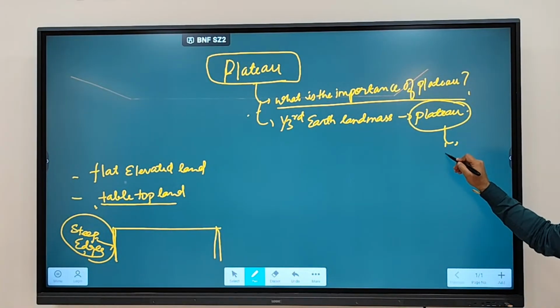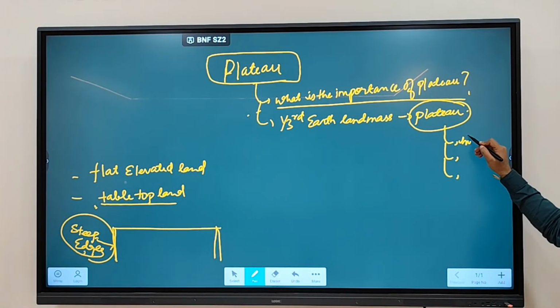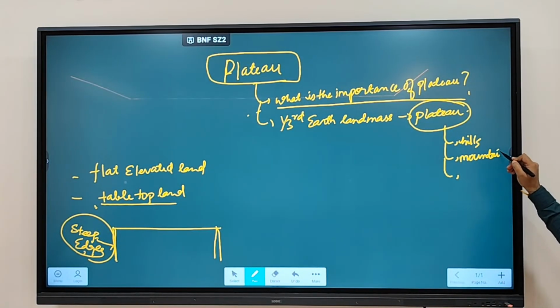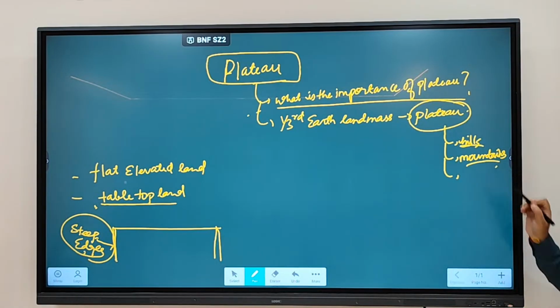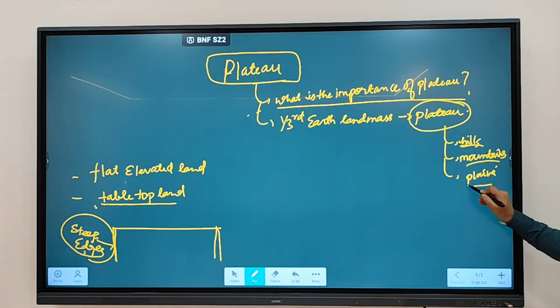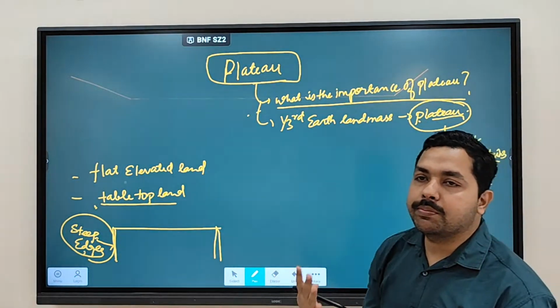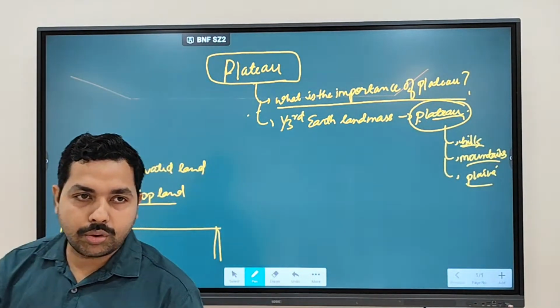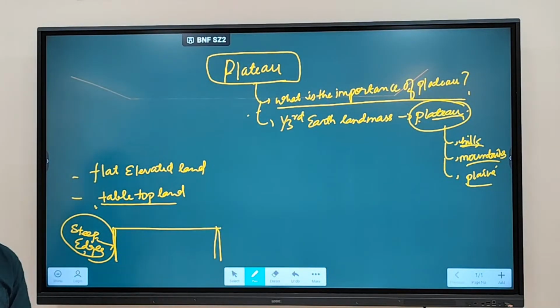Apart from hills, you are finding mountains, you are finding plains areas. Like that, plateaus are another most important feature that you find on the land. And 1/3 of Earth's landmass is covered with the plateaus only.